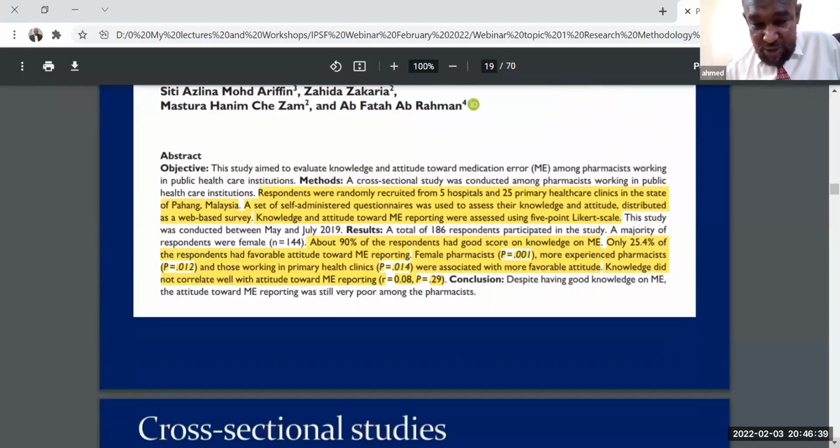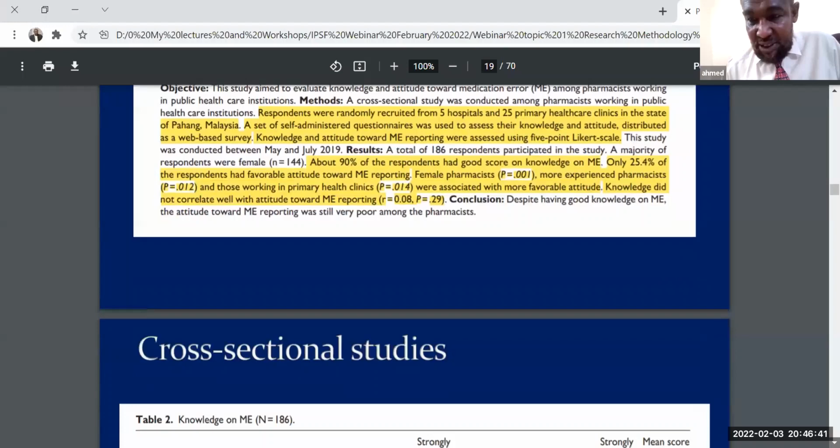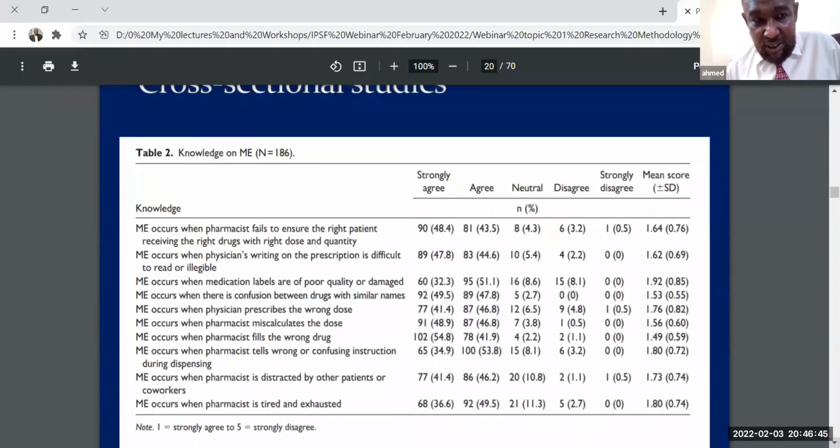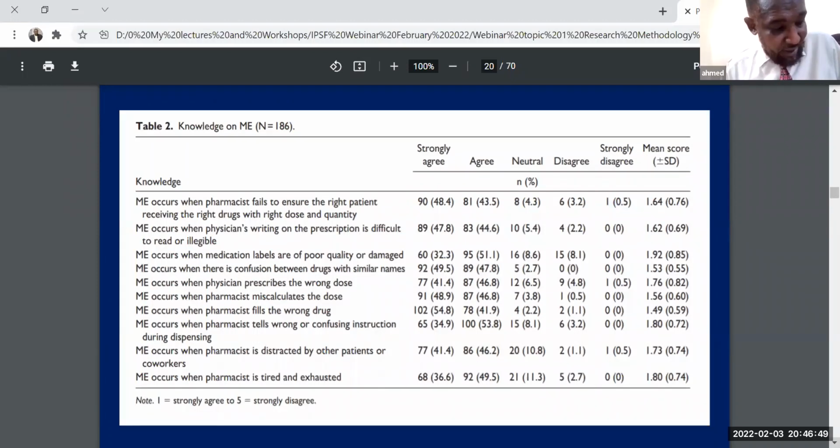We just always try to comment on some statistic and some way of presenting data. And still we are just talking about cross-sectional studies. Here, they have a table about knowledge, and they have strongly agree, agree, neutral, disagree, strongly disagree, and then they have the mean score.